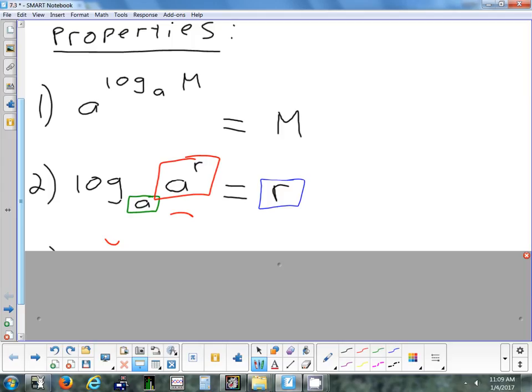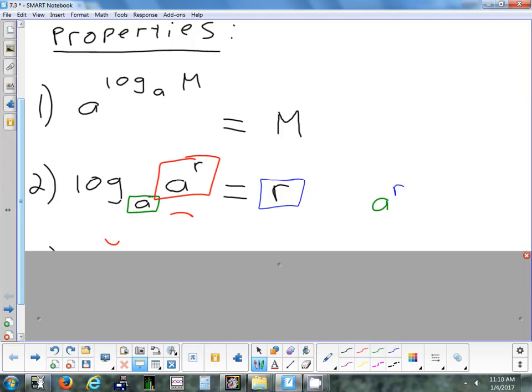So how is number 2 written? Is that an exponential equation or is that a log equation? It's a log equation, because it has the word log. That's not an exponent. So let's change it from log form to exponential form and watch what happens. All right, so we said the base was A. I'm going to use the same color as the box when I rewrite it. So the base was A. What was the exponent?